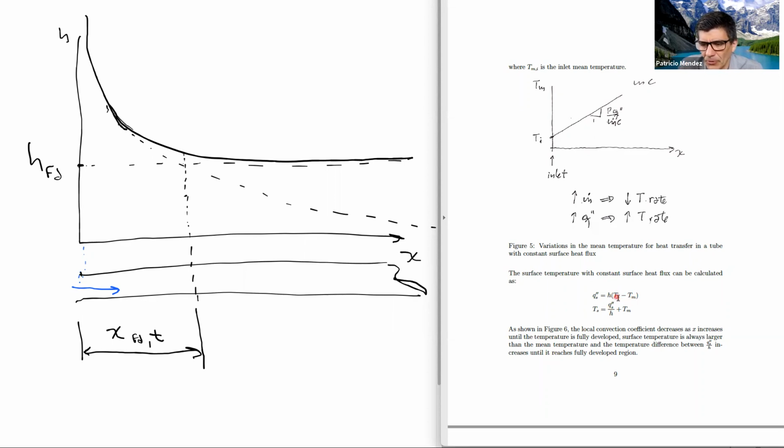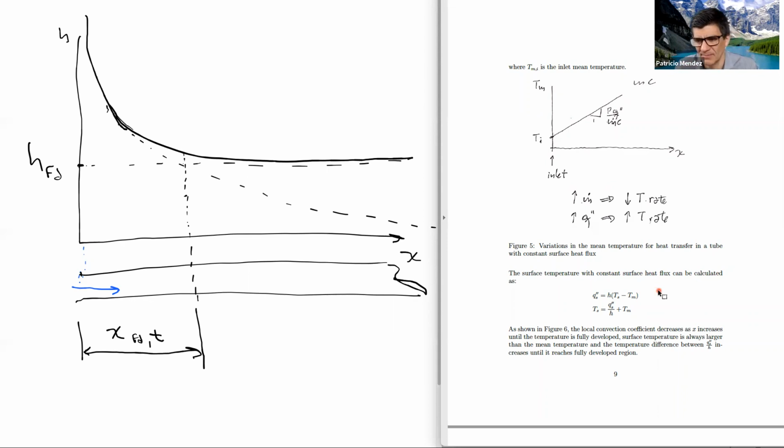Therefore, we can solve for surface temperature, and it's going to tell us that the surface temperature is going to be a little bit hotter than the mean temperature. Of course, the pipe has to be hotter than the fluid if we want heat to go into the pipe. How much hotter? Exactly, we can do it because we solved this equation based on the heat transfer mechanism of convection that we saw on the second week of class, right?